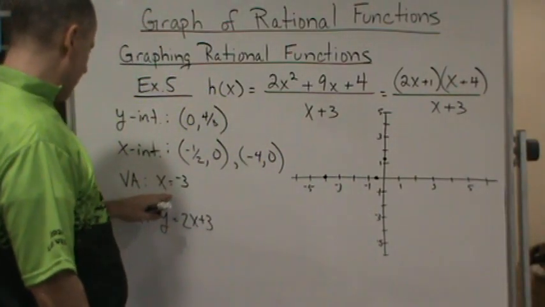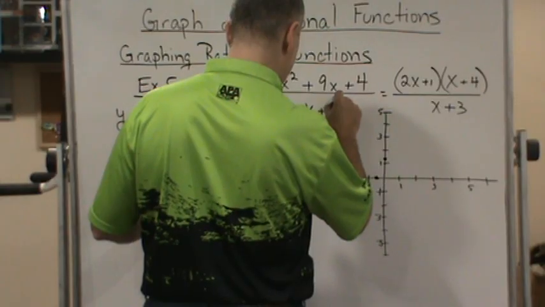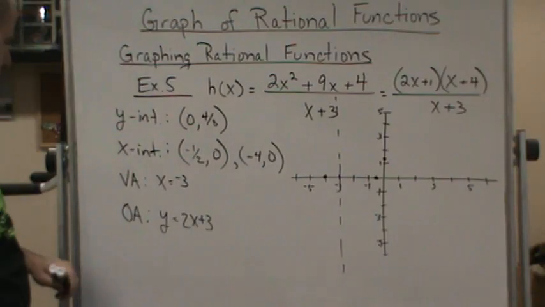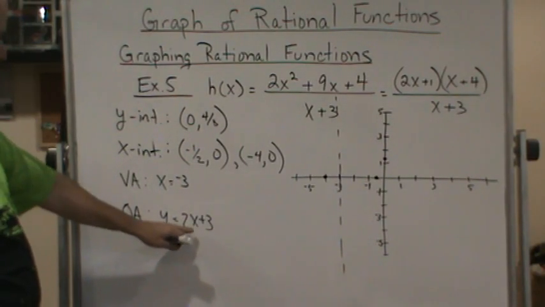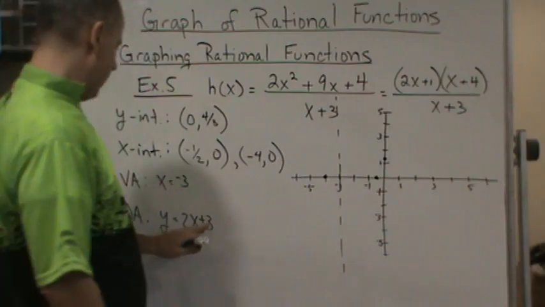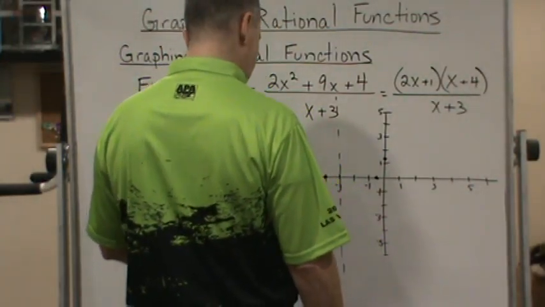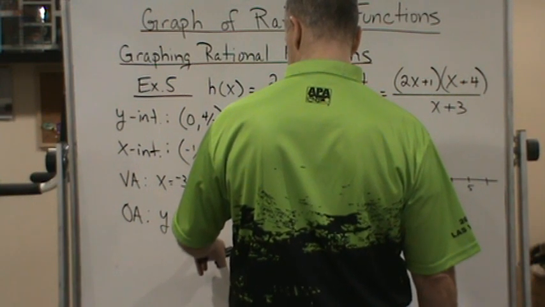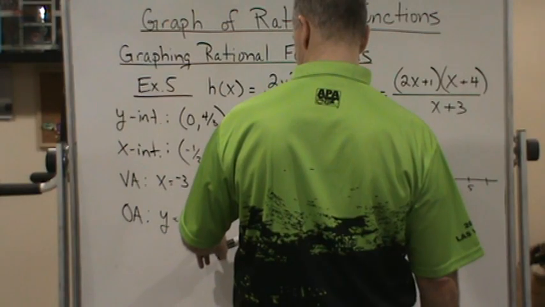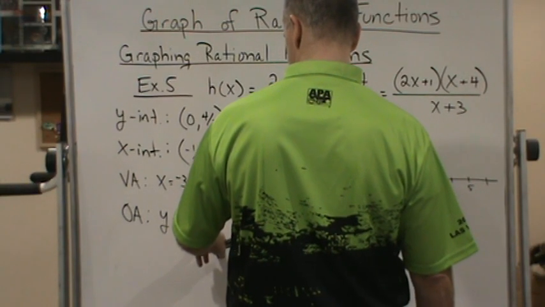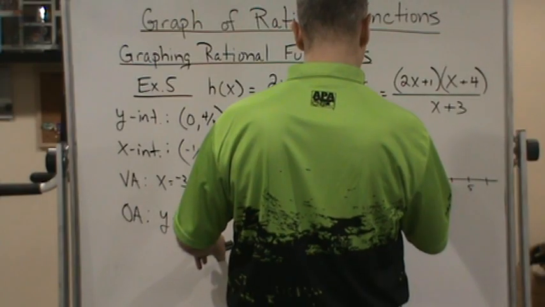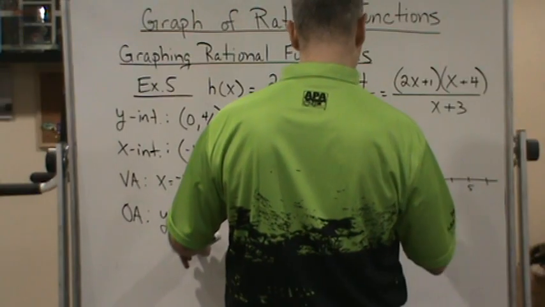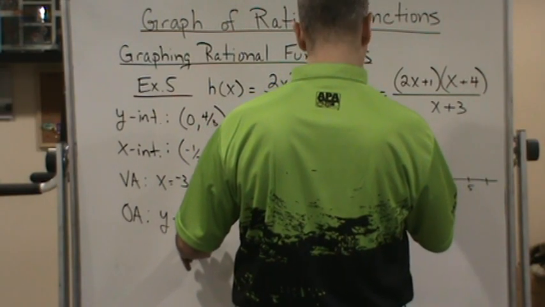Now we've got a vertical asymptote at negative 3, so let's draw this like so. We've got our oblique asymptote at y equals 2x plus 3. In this case it has a y-intercept of 3, so it's going to cross there. And it has a slope of 2, so it's going to go up 2 over 1.